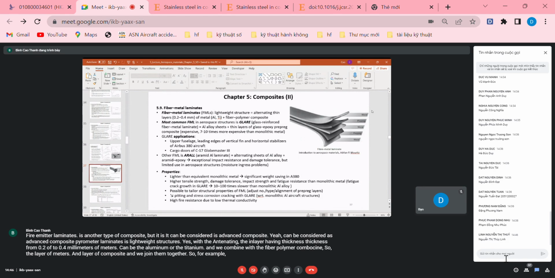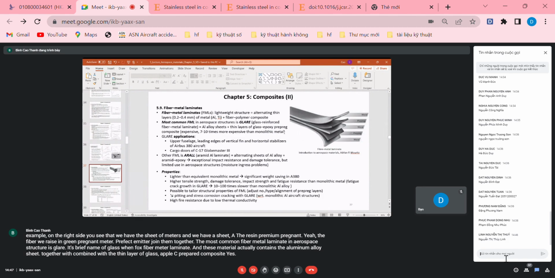For example, on the right side, you see that we have a sheet of metal and a sheet of pre-preg, the fiber with resin pre-impregnated. Metal, pre-preg, and metal, joined together. The most common fiber metal laminate in aerospace structures is GLARE, the brief name of glass reinforced fiber metal laminate. This material contains aluminum alloy sheets combined with thin layers of glass epoxy prepreg composite.